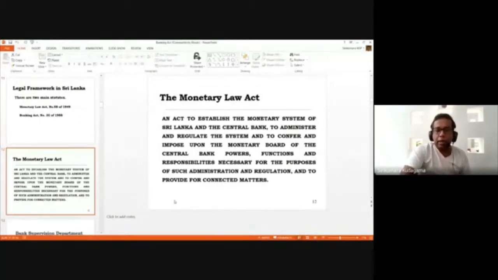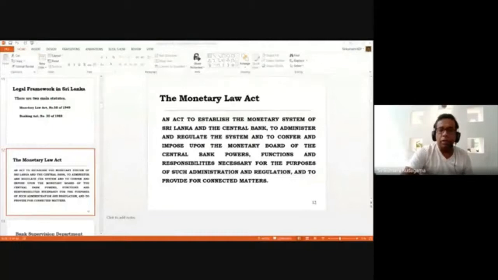You will see the long title of the Monetary Law Act here in this slide. This long title says that this is an act to establish the monetary system of Sri Lanka and the central bank, to administer and regulate the system, and to confer and impose upon the monetary board of the central bank powers, functions, and responsibilities necessary for the purposes of such administration and regulation. So basically, to introduce the central bank and confer certain powers on the central bank to do these things with regard to the financial system.